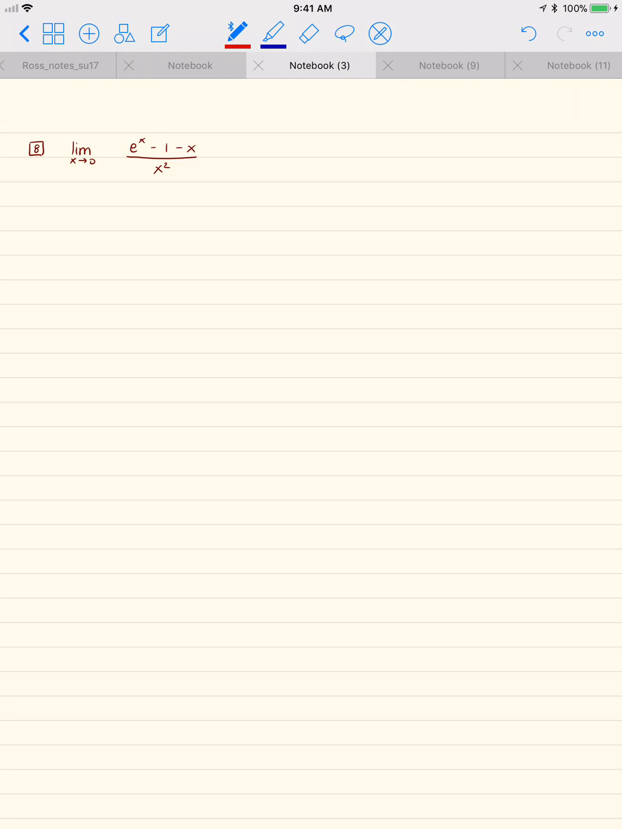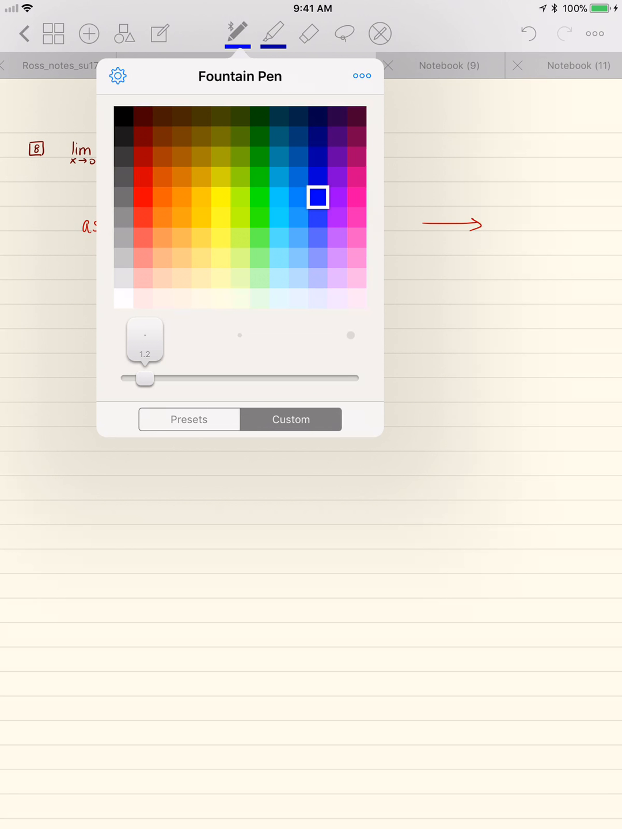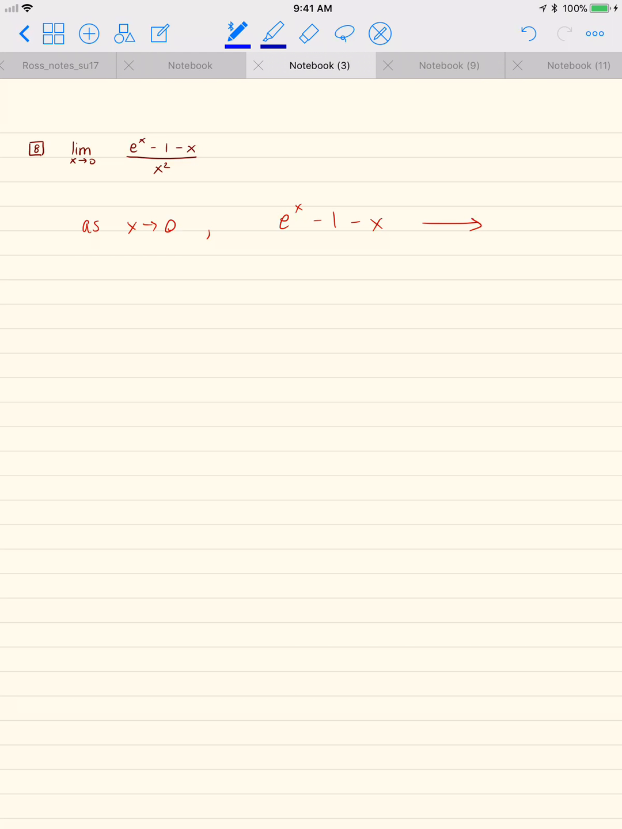So for number 8, let's check that we can apply L'Hopital's rule. So as x goes to 0, what happens to the numerator? e to the x minus 1 minus x goes to, well, let's look and see. So as x goes to 0, e to the x is going to go to 1, right? And then x is going to go to 0, so we'll have 1 minus 1 minus 0. So this numerator is going to go to 0.